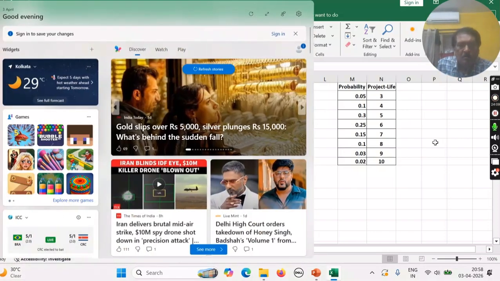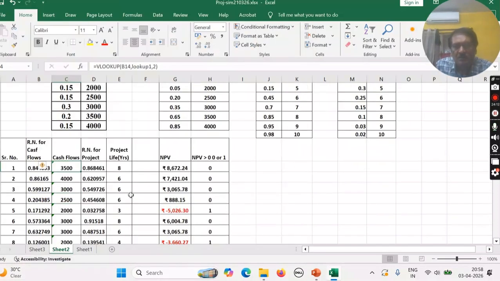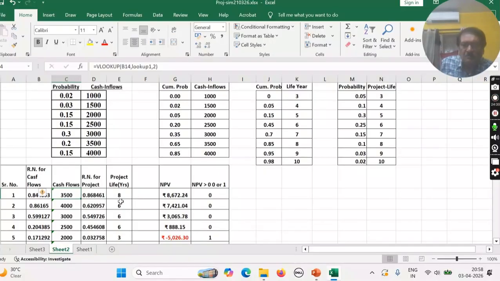For project life, this is the project life, and this is the random number for project life. If the random number for project life is 0.86 something, then what will be the life of the project? You can check 0.86, just below 0.9, above 0.6. That means 0.86 means 8 years. 8 years.